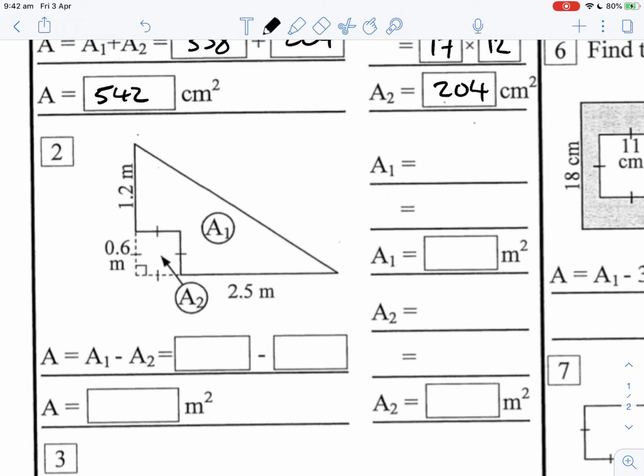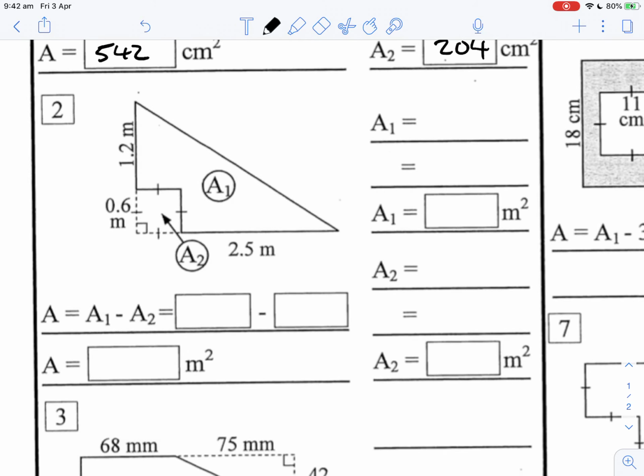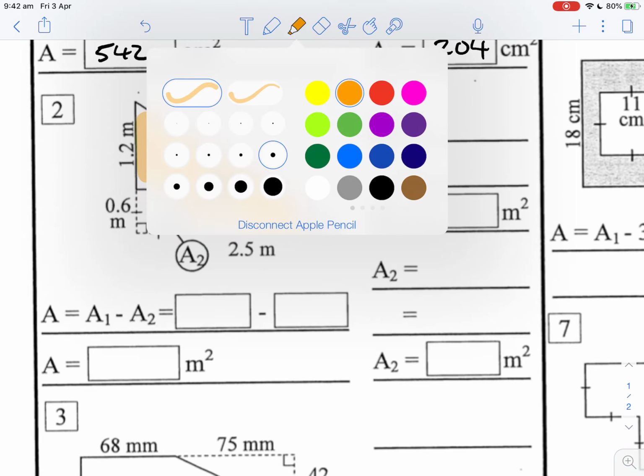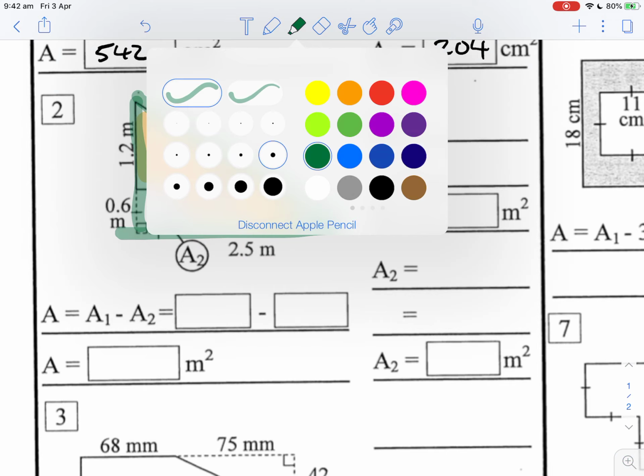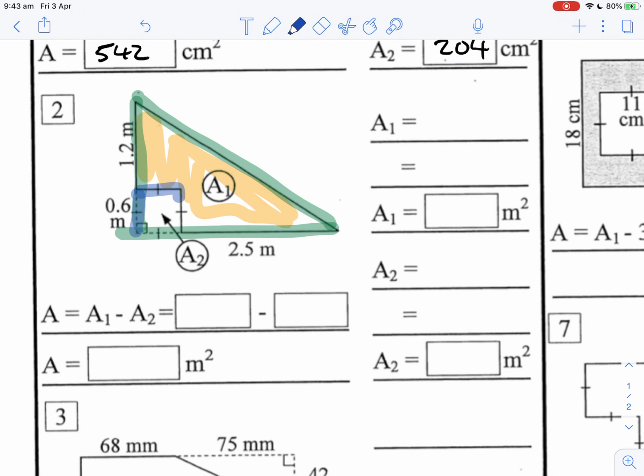Let's have a look at another one. Now in this next one, what they're actually trying to get you to find is this area here. But you'll see that in order to find that, what you're actually going to have to do is get the area of the full triangle, and then you'll subtract the area for the little square that's in the corner.